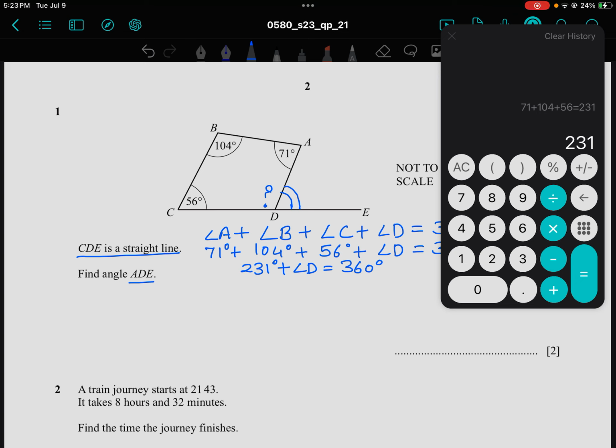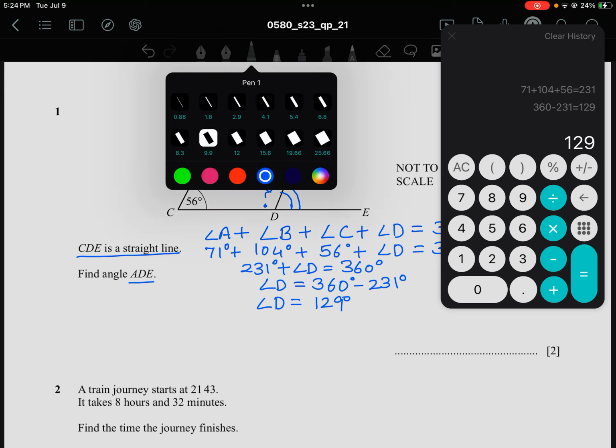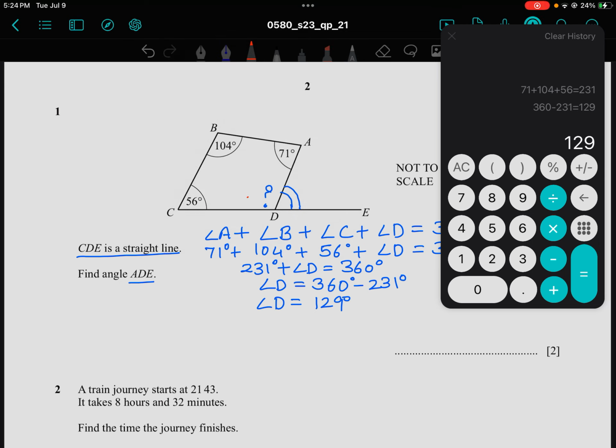Now taking 231 to the other side of this equals, it will be subtracted from 360 degrees. So angle D is equal to 360 minus 231, that is 129 degrees. That means this angle came out as 129 degrees.